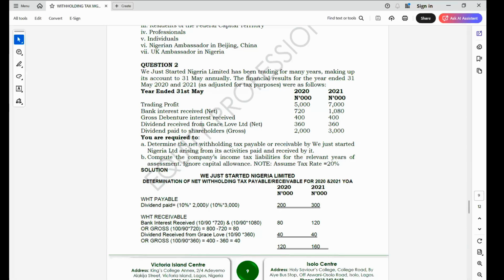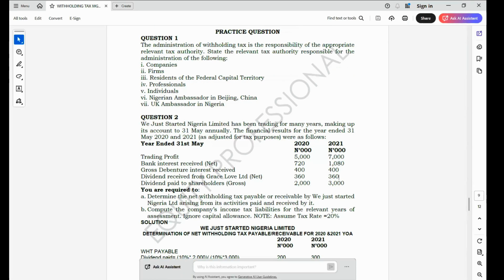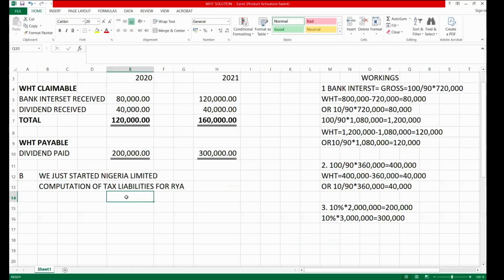So in the computation of the tax liability, we are going to use all their information. The first item we have from the question happens to be trading profit. So the tax liability will be payable on a preceding year basis. So the year of assessment will now be 2021 and 2022.